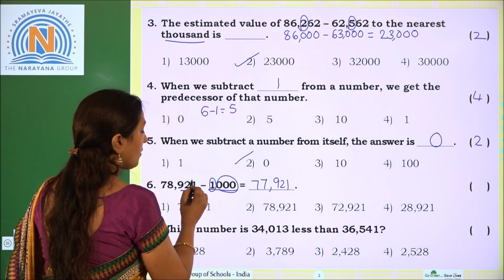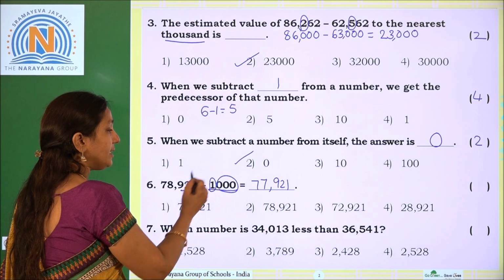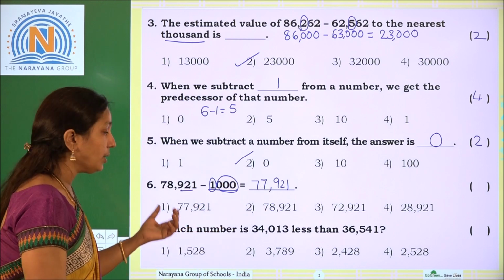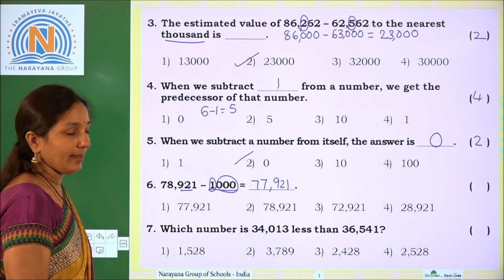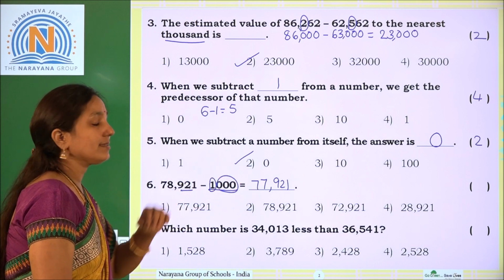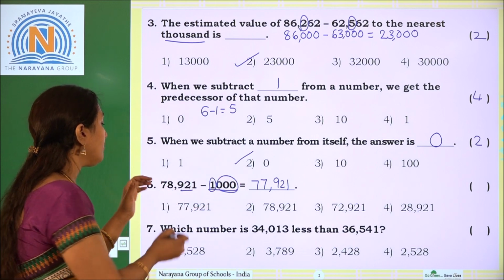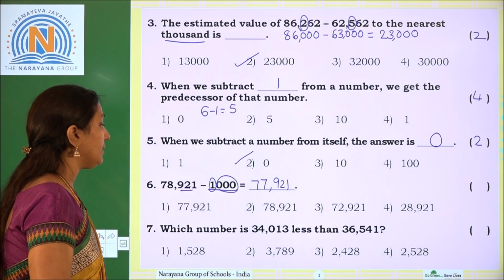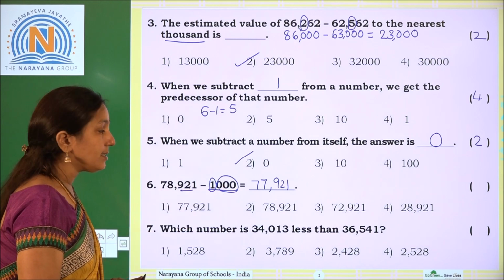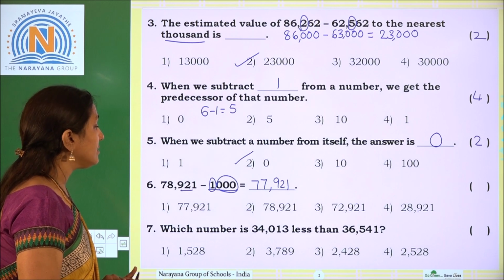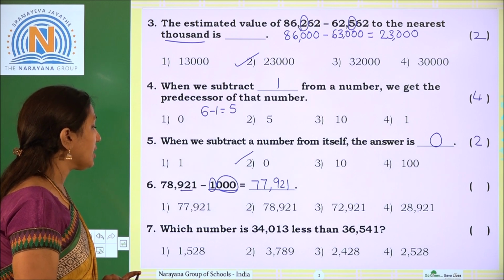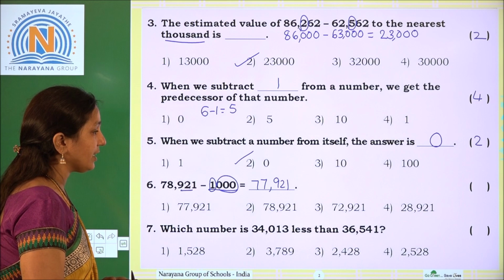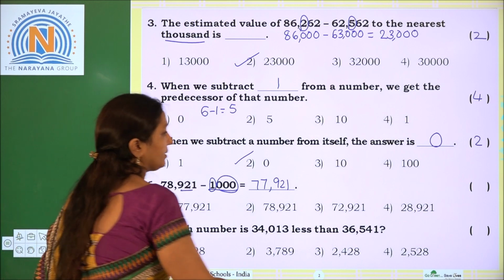77,921. Because 1 minus 0 is 1 only. 2 minus 0 is 2. 9 minus 0 is 9. Here 8 minus 1, 7. And here we have 10,000 place only 7. So we'll get 7 only. So the answer is 77,921. So which is the correct option? 77,921. Option 1.